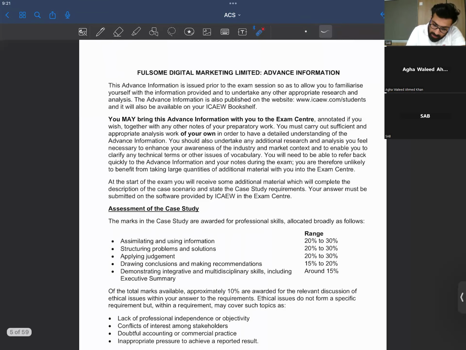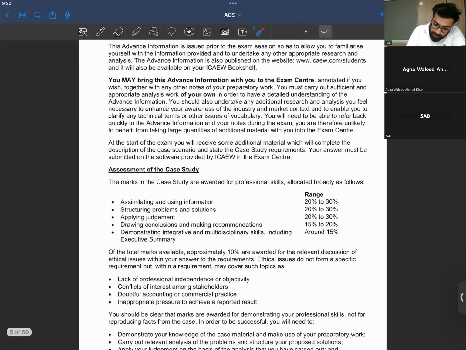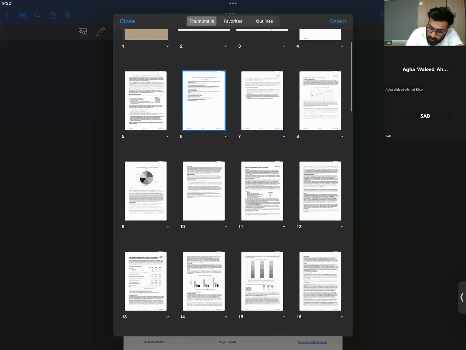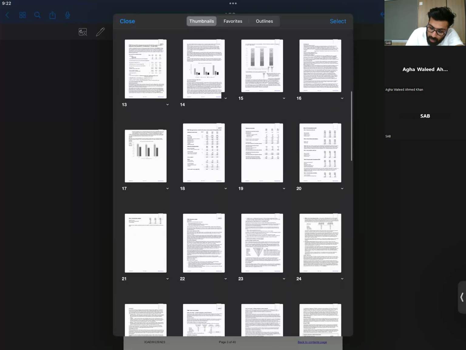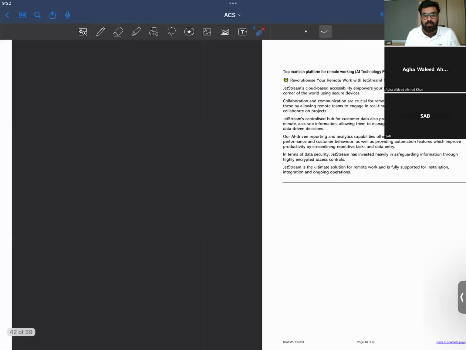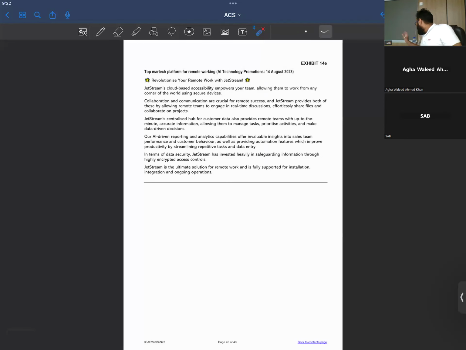And then these are the list of exhibits. See how many exhibits they are giving to you. They are giving you approximately 14 exhibits, right? And in these exhibits there are parts particularly. So this 14E, you will have till 14E before your exam.